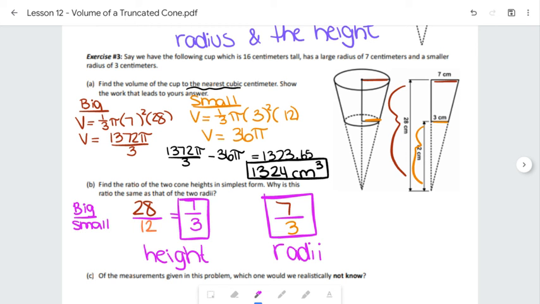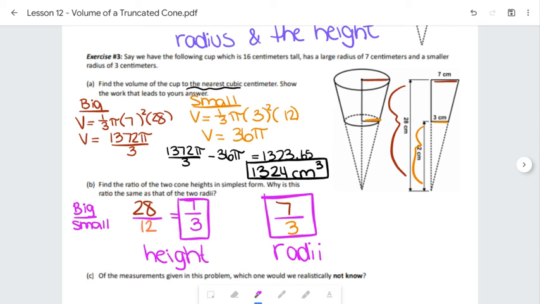Now let's talk about why they're similar. First off, it's a cone, so we know it's got a base that's a circle. And we know that all circles are similar. We've talked about that throughout the circle unit, right? They all have the same degrees. So really, they only have the radii to compare, and in this case, that's 7 out of 3. They're just in that ratio.